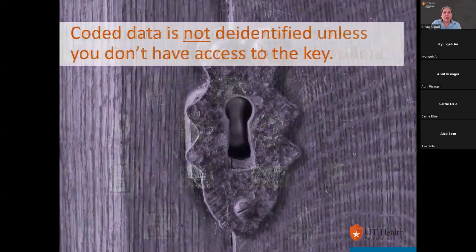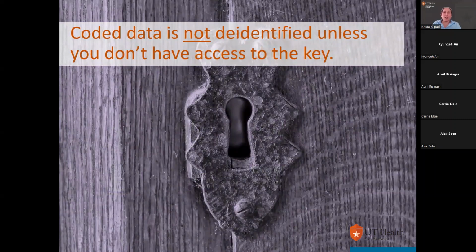And one final note about this is that coded data is not considered de-identified unless you don't have access to the key. So you can't take all of that stuff off your data set and put it in a filing cabinet, but you can still open the filing cabinet and find out who belongs to which part of your data set. You actually have to not be able to put the data back with the identifiers for your data to be considered de-identified and fall under some of that non-human research regulation.